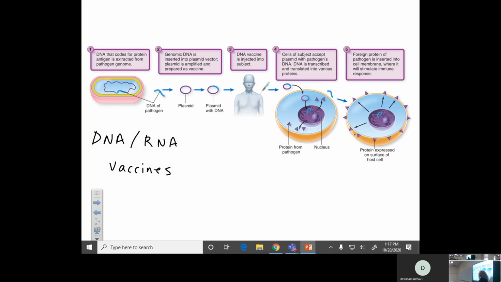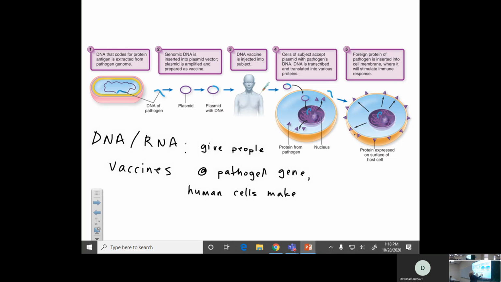Let me do a truncated version of this. So with these, we're giving people a pathogen gene. And then our own human cells make the antigen to then fight it.